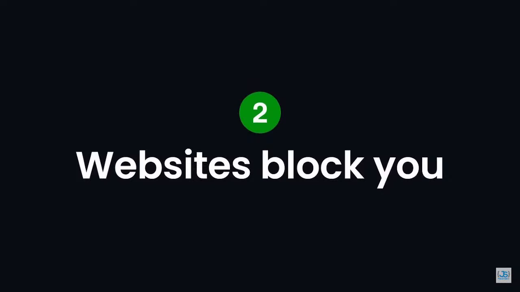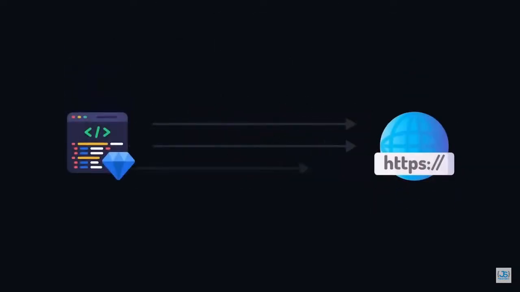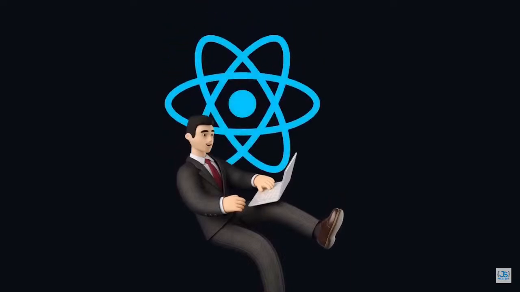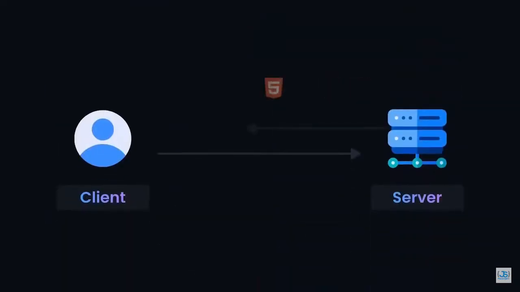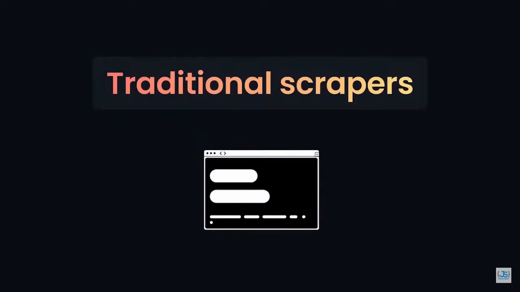The second way websites block you is by doing IP blocking and rate limiting. If you send too many requests, you're done. The third obstacle we face is dynamic content. As web developers, we build websites using React that loads the content after the initial page load. We send minimal HTML and execute our JavaScript code based on the conditions. Traditional scrapers might struggle to capture this dynamic content.